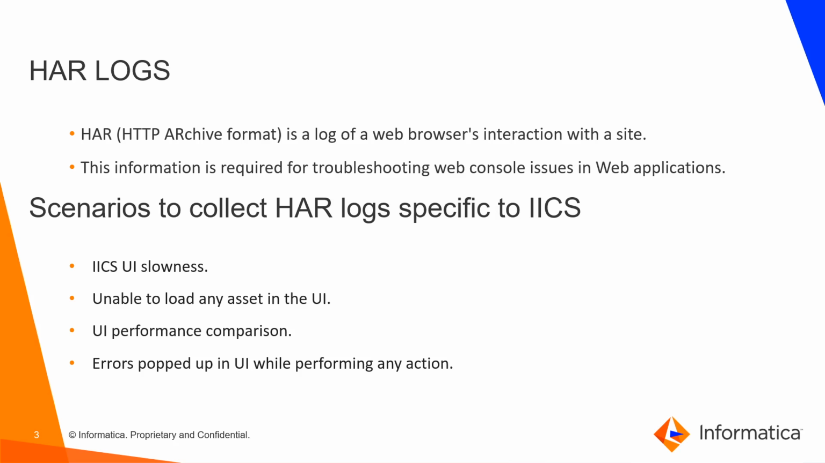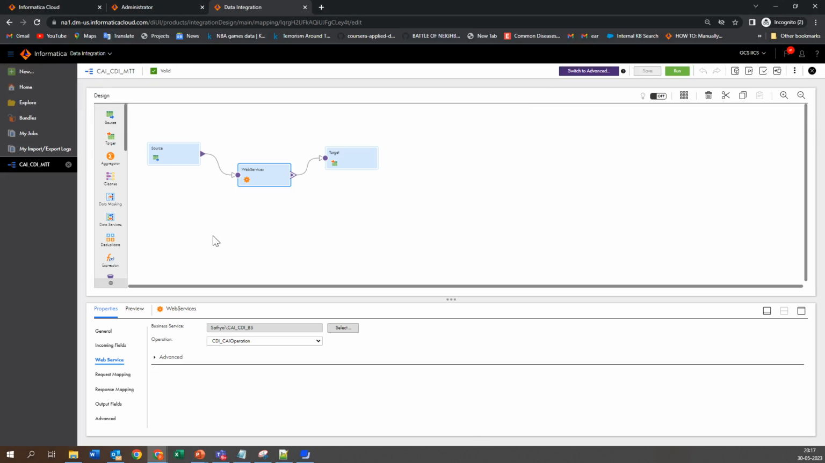There are a few scenarios where we need to collect the HAR logs to troubleshoot certain issues. Given here are a few of the scenarios, such as IICS UI slowness, being unable to load any asset in the UI, and when you want to compare the UI performance from one browser to another browser or from one machine to another machine. Also, if you face any errors or issues in the UI when you're trying to select any particular asset or trying to perform any particular action. So I will quickly show you how to collect these HAR logs on the Chrome browser.